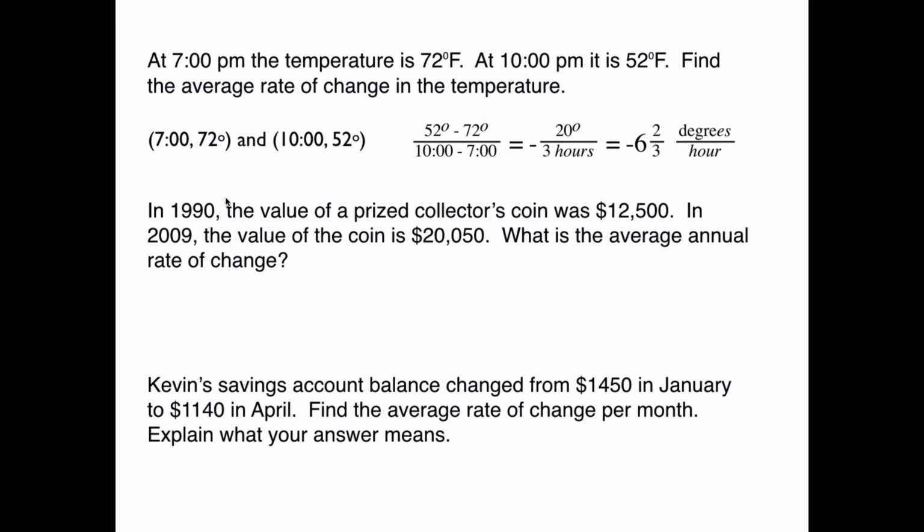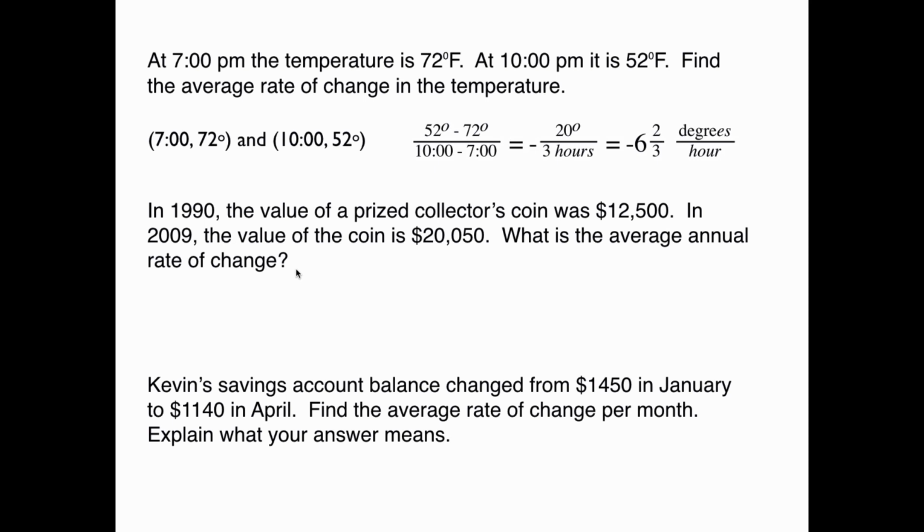All right, so number 2. In 1990, the value of a prized collector's coin was $12,500. In 2009, the value of the coin is $20,050. What is the average annual rate of change? So again, this is another example of time just moves on, and the value of a collector's piece increases. Now, in this case, you could argue that there is a causal relationship, because the older a coin is and the rarer it is, probably increases its value.